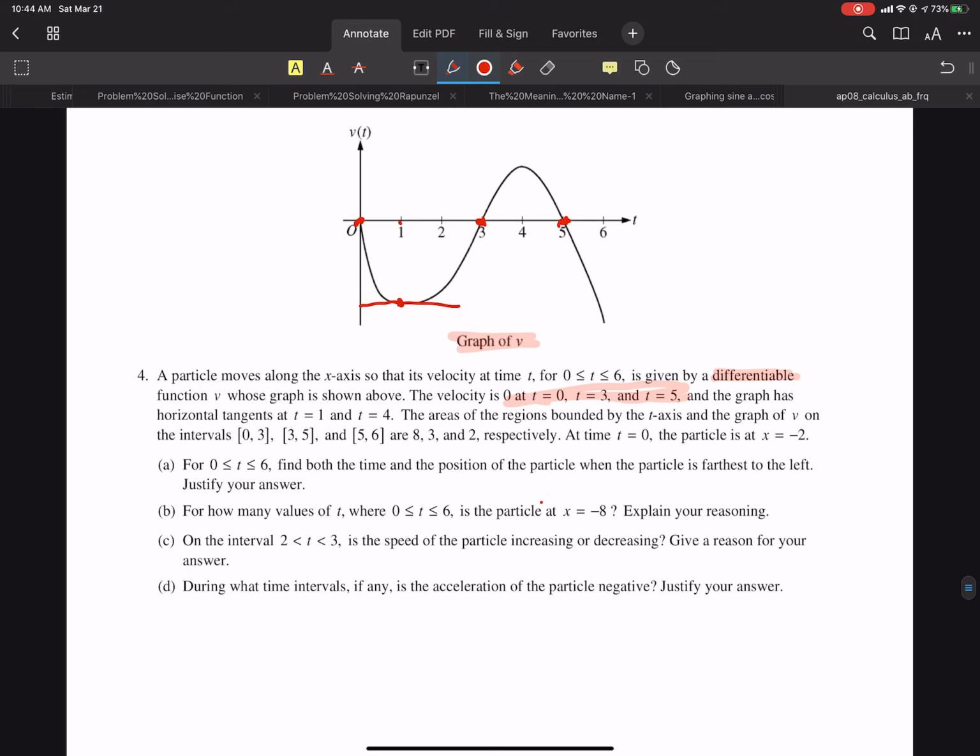Bam. And at 4. I don't know how that line just appeared, but that's pretty cool.